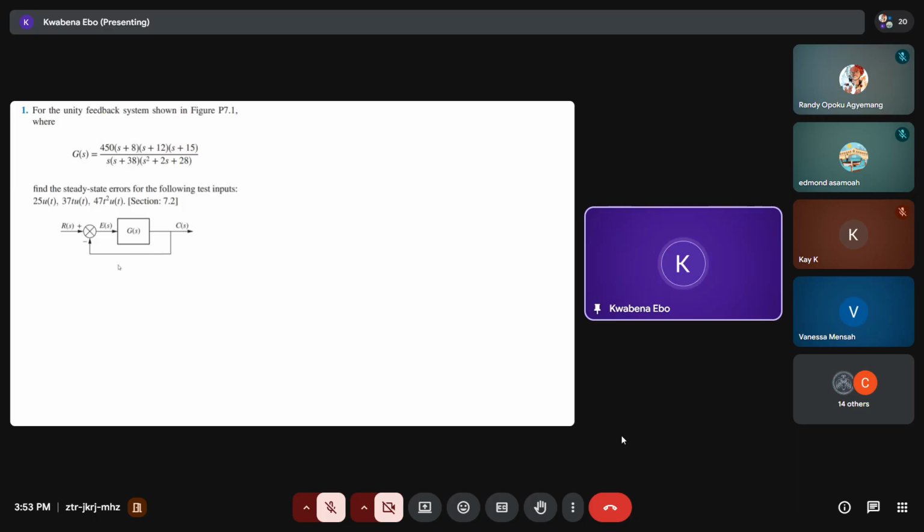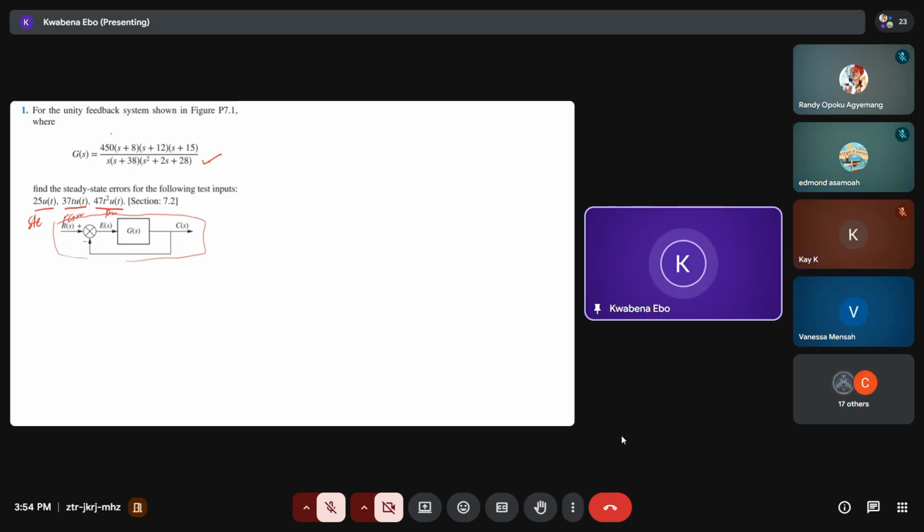So this is the question. They said for a unity feedback system, this. Find the steady state errors for the following test inputs: 25 u of t, 30 t u of t, 40 t squared u of t. This is a step input, this is a ramp input, this is a parabolic. And then they've given us the system, they've drawn it for us.